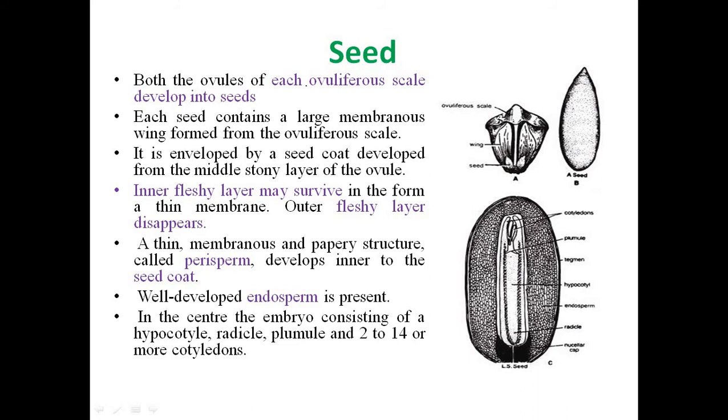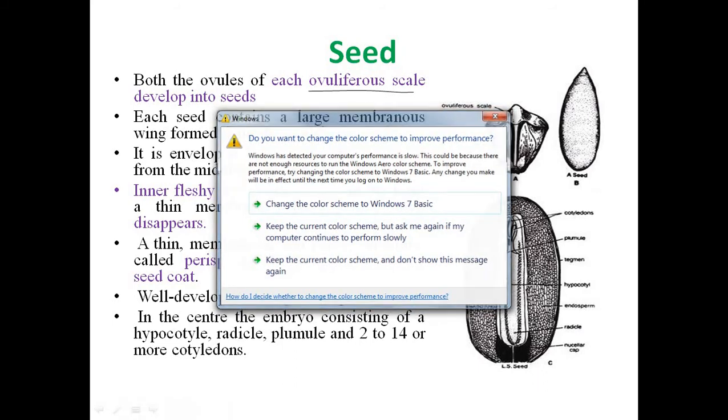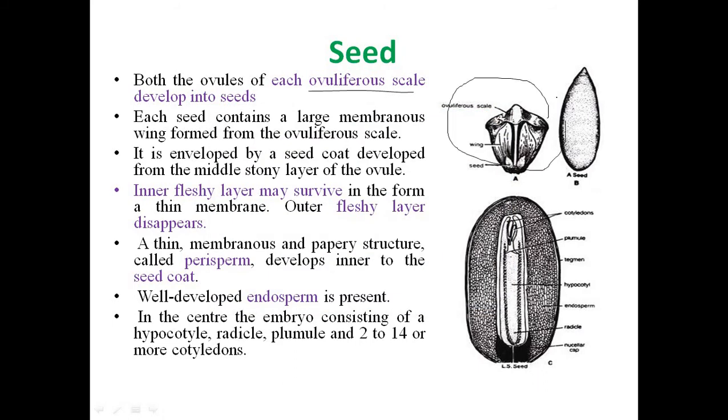Both the ovules of each ovuliferous scale develop into the seed. Here you can observe this ovuliferous scale and the wings, and here you can observe the seeds. Each seed contains a large membranous wing forming from the ovuliferous scale, and it is enveloped by a seed coat developed from the middle stony layer of the ovule.